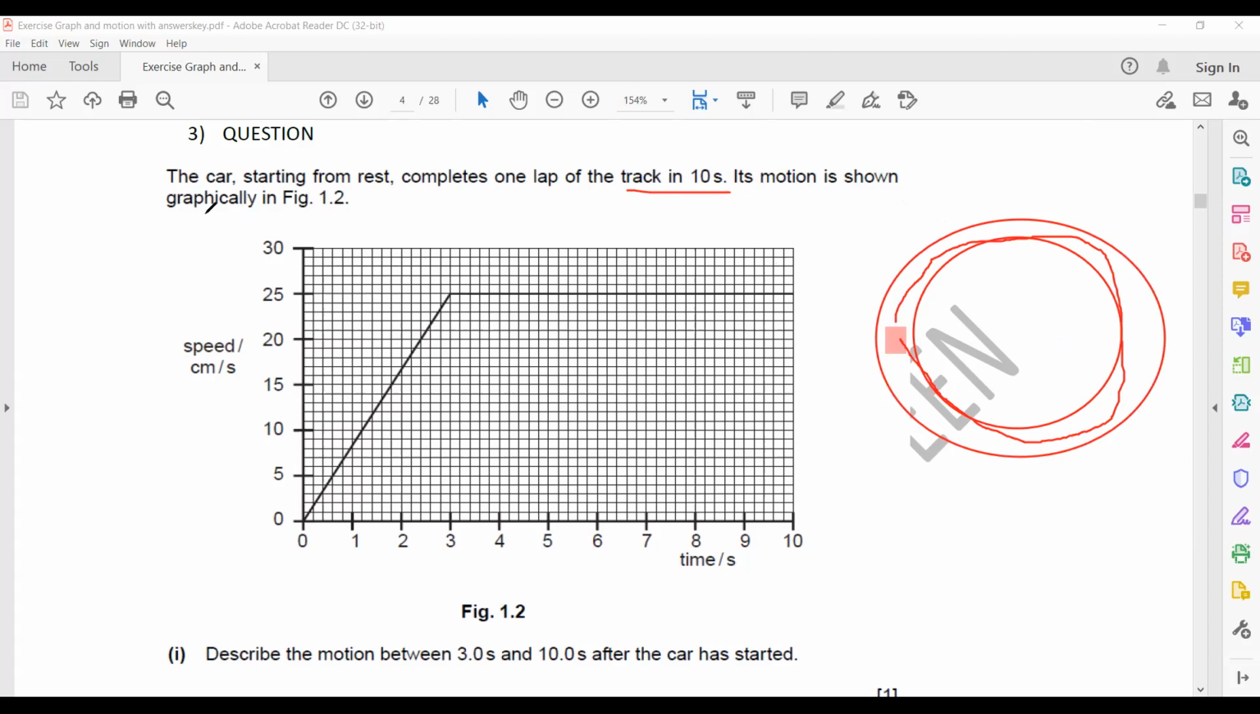Its motion is shown graphically in figure 1.2. So the speed-time graph, speed is in centimeter per second and time is in second. So the speed-time graph is shown for the motion of a car. Describe the motion of the car from 3 seconds to 10 seconds. So from 3 seconds to 10 seconds, what is happening to the car?